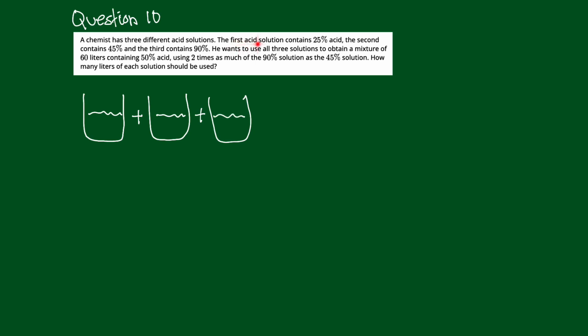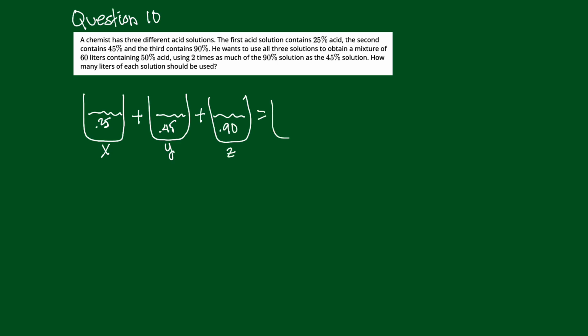So what happens? The first acid solution contains 25% acid. All right, so the percentage I put inside. So this is going to be a 25%. Now, I don't know how much. We got X, liters, so I got X liters at 25%. And then the second solution has 45%. How much? We don't know. Y liters. And the third is 90% acid. Wow, 90% acid. All right, so that's Z.